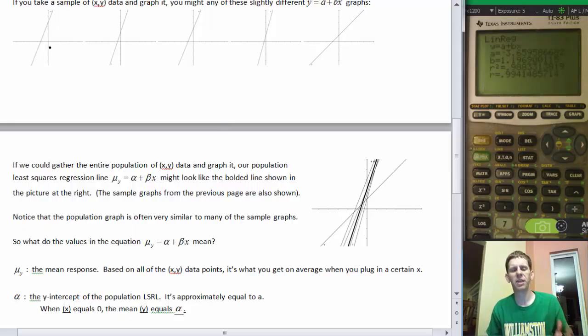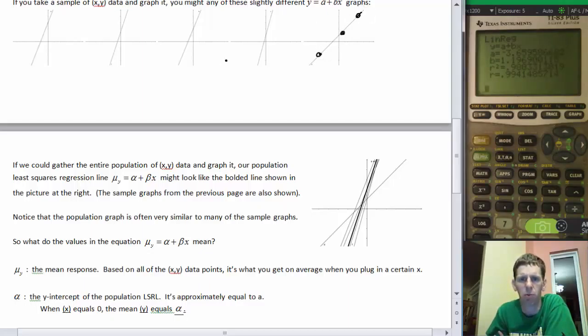Now, if we take a sample of data and graph it, let's say we have this big set of population data, and we're just going to take a sample of that data and graph it. What you might end up with is any one of these slightly different sample graphs. A lot of these graphs are kind of similar. Maybe you get one graph that does this because maybe there's like 3 points that don't line up like this. Maybe you have a little bit steeper graph. A lot of these graphs are pretty similar to each other, but based on the points you choose, you may get something slightly different each time.